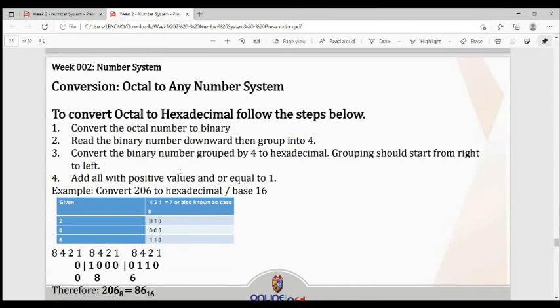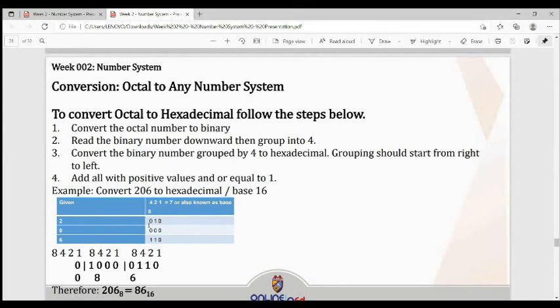Okay, so convert the binary number group by 4 to hexadecimal. Grouping should start from right to left. Then add all with positive values and or equal to 1. Okay, so for example, 206. So kunin mo muna yung equivalent ng 206 into 3-bit binary. Sa binary muna tayo. Okay, so 206, gawin mo muna siyang binary or octal.